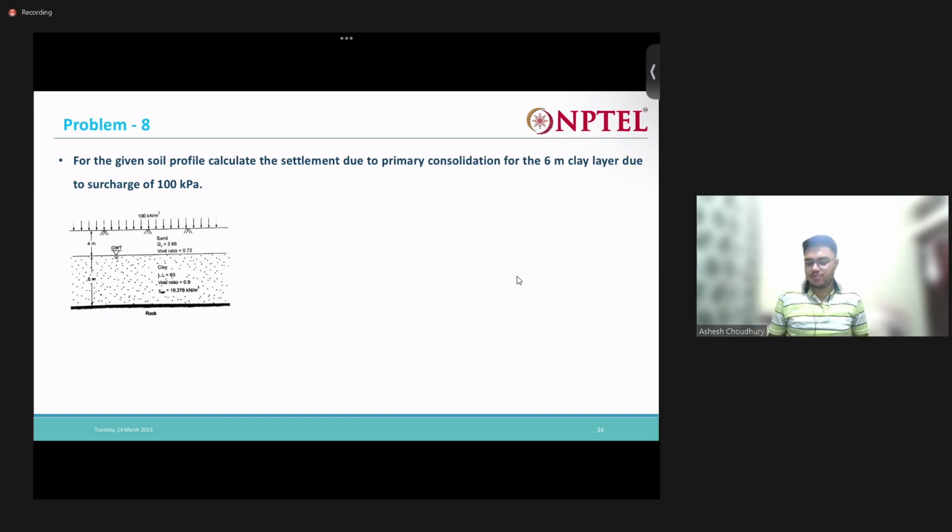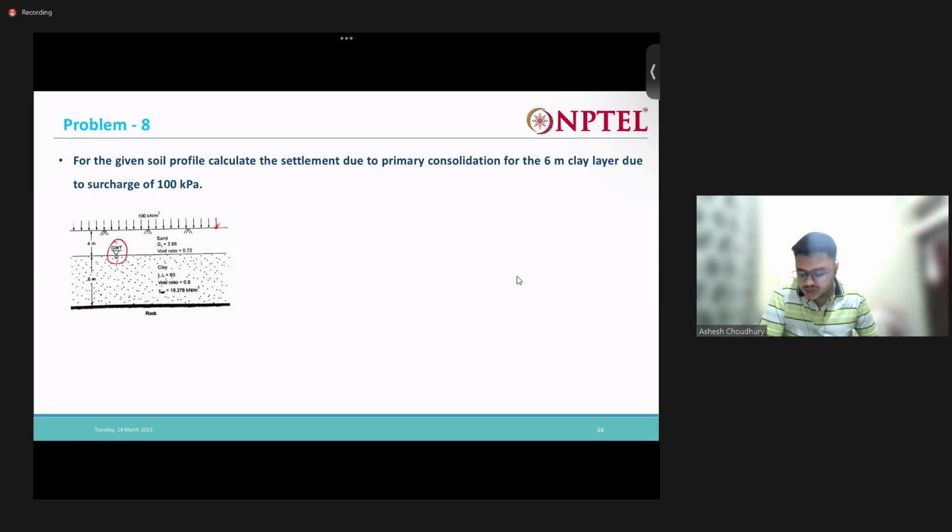Here the soil profile is given to us, as you can see. You need to calculate the settlement due to primary consolidation for the 6 meter clay due to the surcharge of 100 kPa. So there is a surcharge at the top, and there is a clay layer underlying a sand layer. You can see the groundwater table is here, so the clay layer is completely saturated.